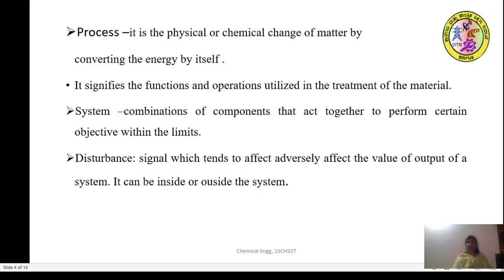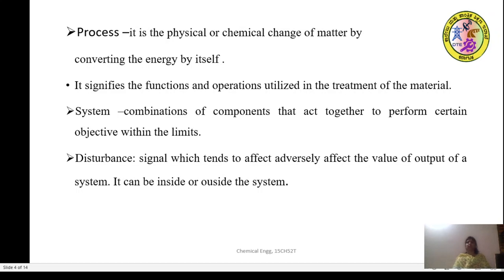A washing machine is a system, a refrigerator is a system, where you find a number of components that act together to achieve a certain objective, which is being set within the limits. In the refrigerator also, you will be setting the freezing point and so on.